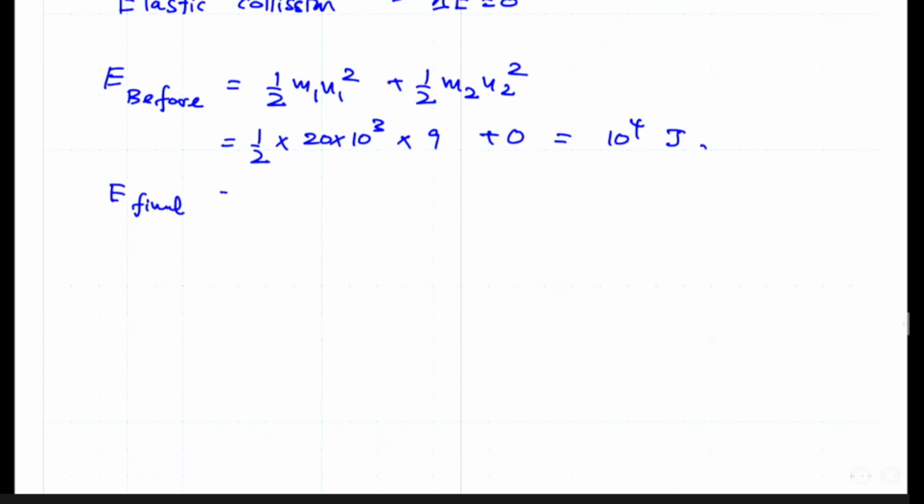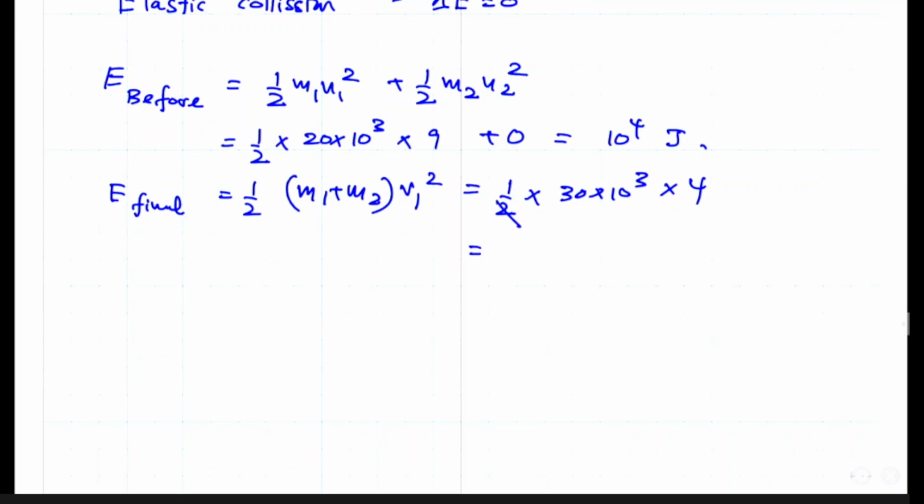Now E final. E final should be half into m1 plus m2, right? So V1 square. So now half times 30 times 10 to the power 3 times V1, which would be 2 squared, right? It's going to be 4. Now this is going to be what? It's going to be 2 here, 60, 6 times 10 to the power 4 joules.